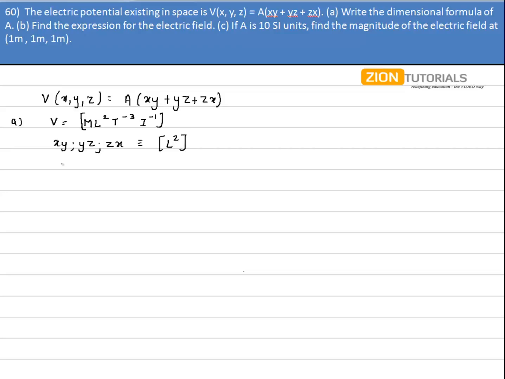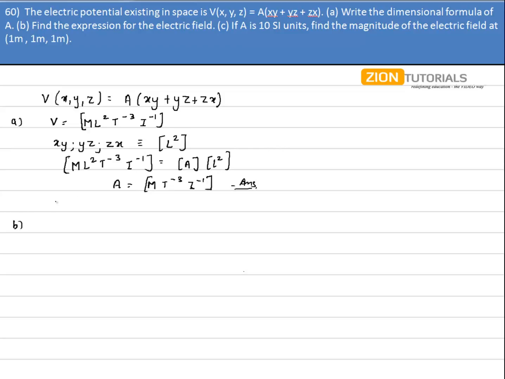Now equating the dimensions of the left hand side and the right hand side, we have M L^2 T^-3 I^-1 equals the dimensional formula for A, which we have to calculate, times L^2. So the dimensional formula for A comes out to be M T^-3 I^-1. This is my answer for the first part.